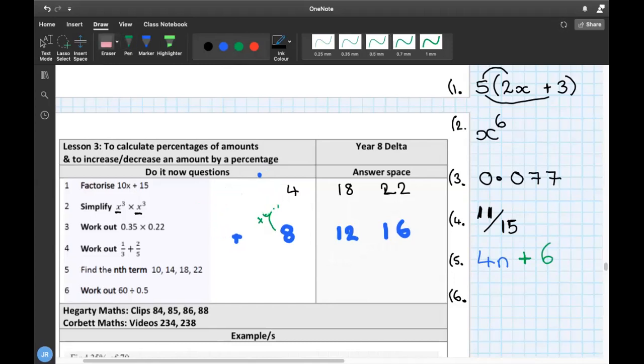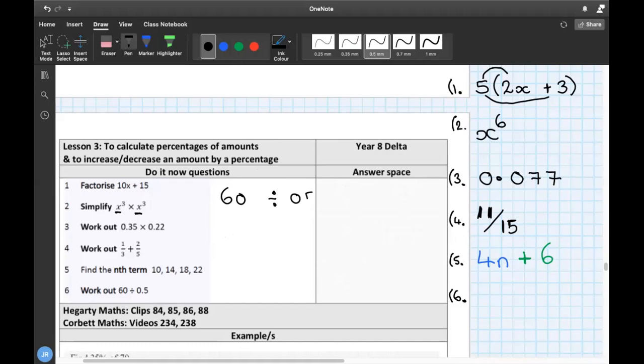Okay, next. Now we're doing 60 divided by 0.5. There's a couple of different ways you could do this. When we're dividing by decimal numbers, one way of approaching this is to multiply all of your terms here until you've got rid of the decimals. How do I get rid of the decimal in 0.5? I need to multiply that by 10. That would give me 5. I then need to make sure I multiply the other part of my equation by 10 as well. That's one way we could do it, 600 divided by 5.